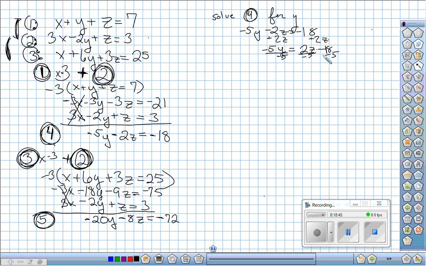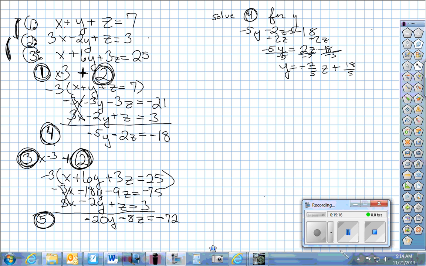If we notice, this one is really not coming out as nice as that last one did, but that's okay. So then I have 2z divided by negative 5. I'm going to write my numbers in front of the z, so I'm going to have negative 2 over 5 z plus, because negative divided by negative is a plus, 18 over 5. I can't even simplify these fractions, but that's what I have.